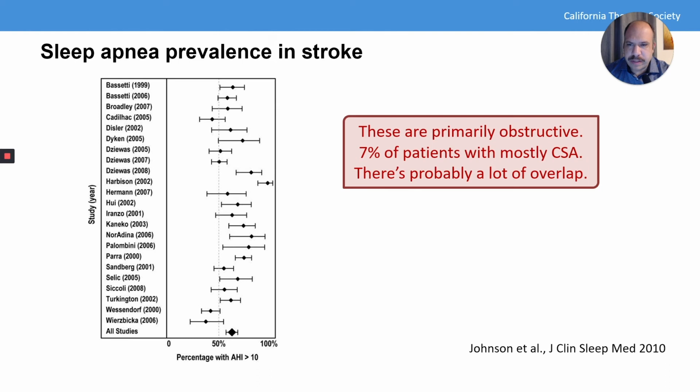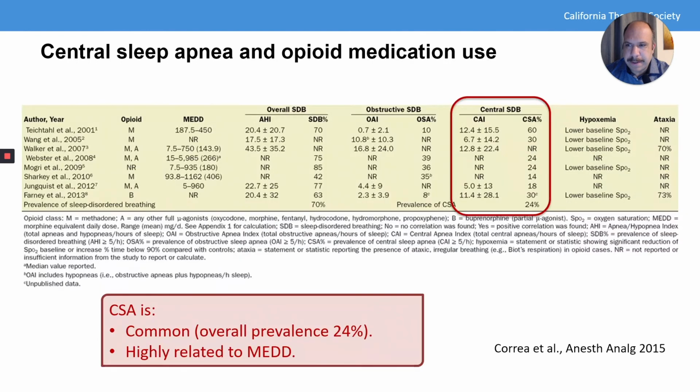In stroke, there is a high prevalence of sleep-disordered breathing. This is a meta-analysis that looked at the prevalence from across multiple studies. And the overall prevalence is very high, 60 to 70%. But most of these patients have primarily obstructive sleep apnea. It's a minority that have mostly CSA, but there are probably a lot of overlap in these patients. So 7% have mostly CSA, but many of the patients who have obstructive sleep apnea probably have some central events as well, or high loop gain or something like that.